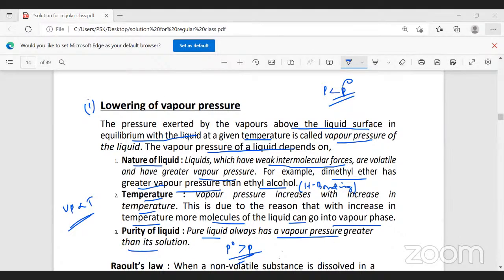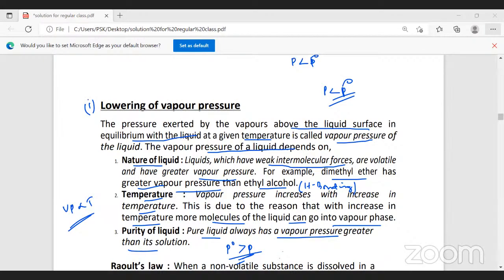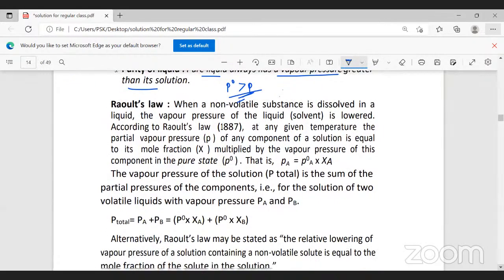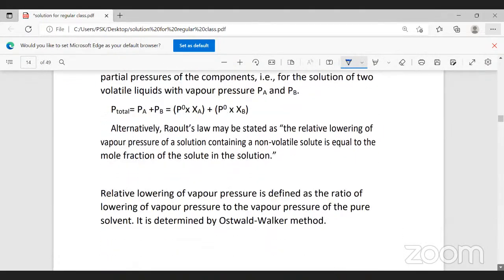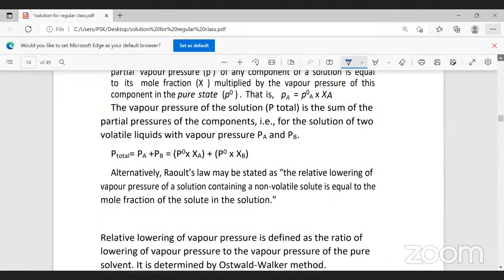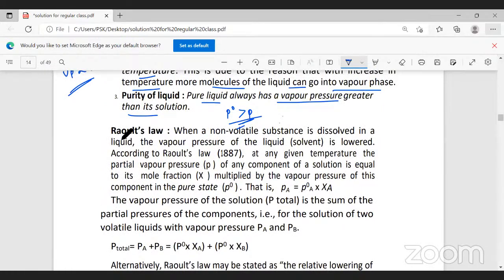Now, coming to the lowering of vapor pressure, we need to learn a law called Raoult's law. See, all this will be important for your regular exam as well as competitive exam. That's why I'm taking time to teach you all this. You have to pay attention. Now, coming to Raoult's law. What is this Raoult's law? When a non-volatile substance is dissolved in a liquid, the vapor pressure of the liquid is lowered.